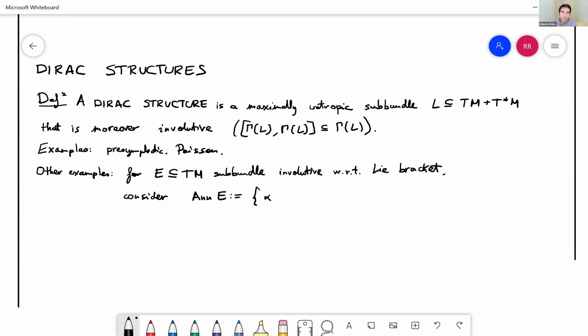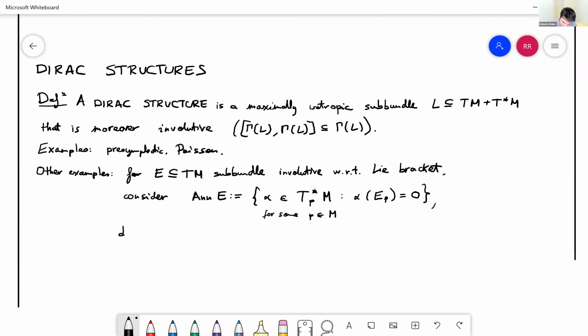Okay, the annihilator of a vector space will be the forms. So here, for convenience, I'm going to describe it at each point: the alphas in T star at p such that alpha of p is equal to 0. What I'm stressing is that this is just a linear algebraic object.